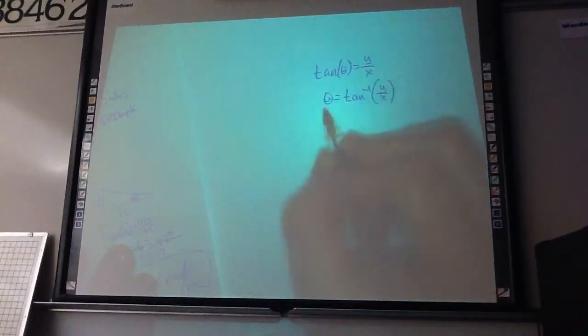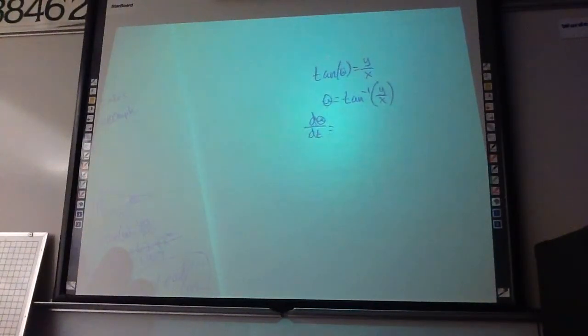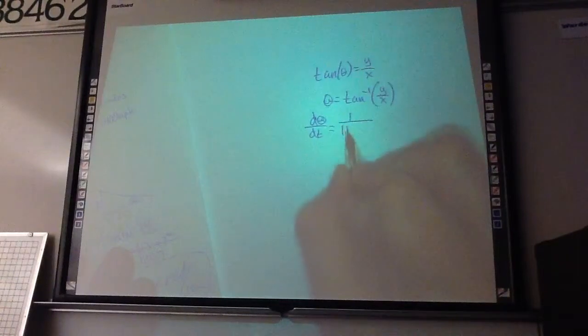But you see, I don't know the derivative. The derivative of theta is 1 dt over 1 plus x squared. So now we have to know the derivative of inverse tangent: 1 over 1 plus x squared. Here that's 1 over 1 plus (y over x) squared, times the derivative of the inside, the quotient rule.